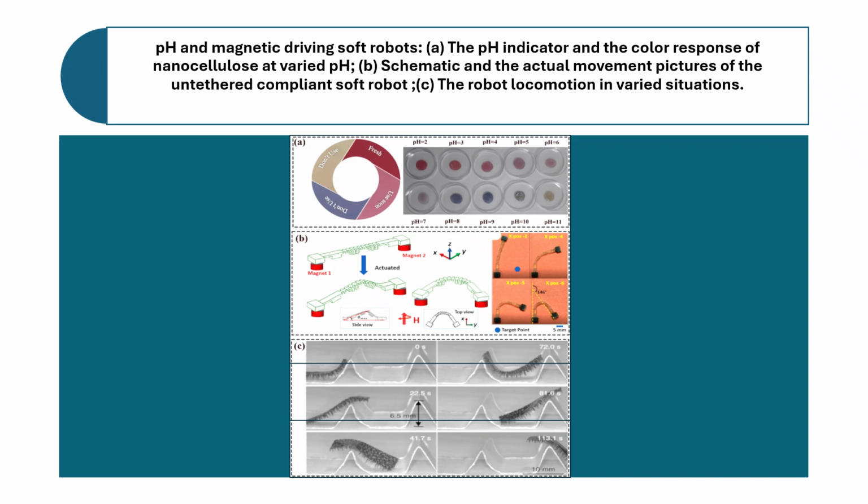Next we have actual movement pictures of soft robots, as you can see in the B part, and the robot locomotion in different types of situations. It means the material we have taken, the elastomers, deform if the temperature is increased, or if different pH are given. The color response we can see by changing the temperature, by changing the humidity, we can deform the given substances. I hope you understood it.